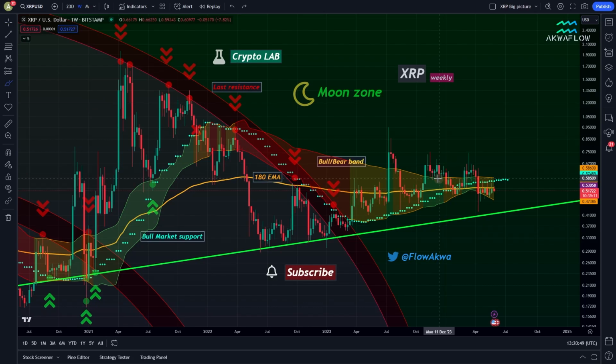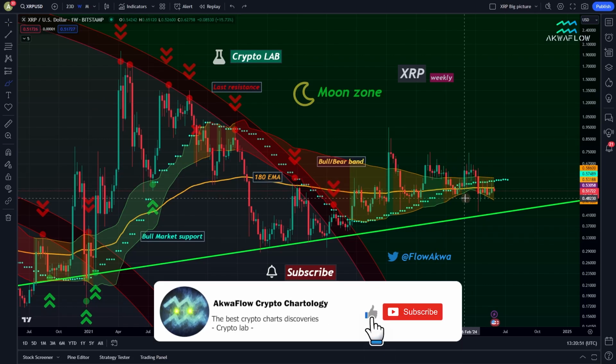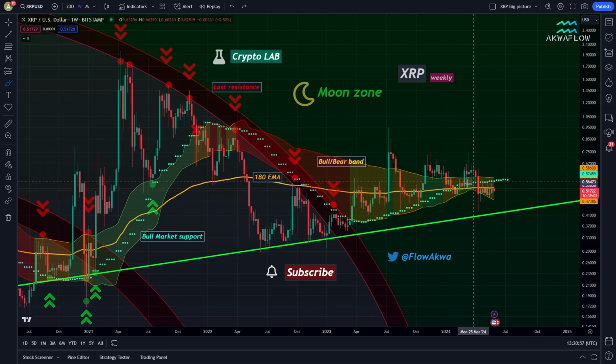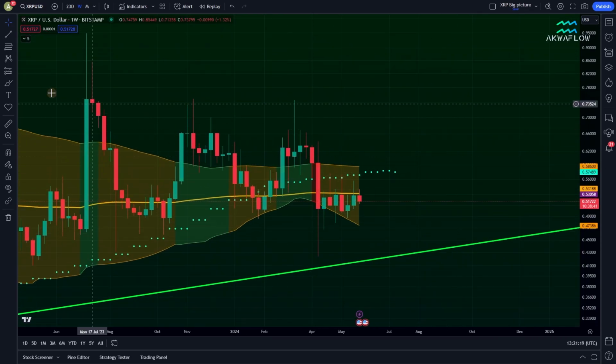Let's begin. So this is the big picture chart. I remind you that on this chart we have the bull bear band, which is orange right now, the bull market support with the blue dots, and the 180 weeks EMA on the chart in orange. And as you can see, currently XRP is trending below the EMA and below the bull market support with the blue dots.